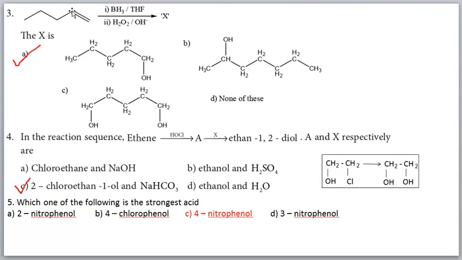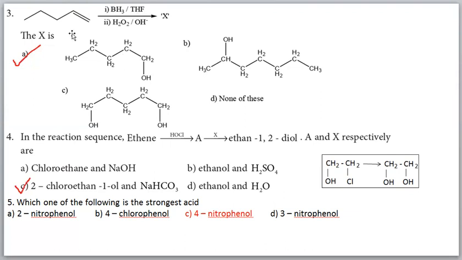It's right. But the reagent is borane and THF. So it follows anti-Markovnikov addition. So hydrogen will go to the carbon which has fewer hydrogen atoms. So this side only hydrogen will go now, because it follows the anti-Markovnikov rule. Okay. And OH will go to this carbon. Okay. OH here and H here. This compound is the correct answer.